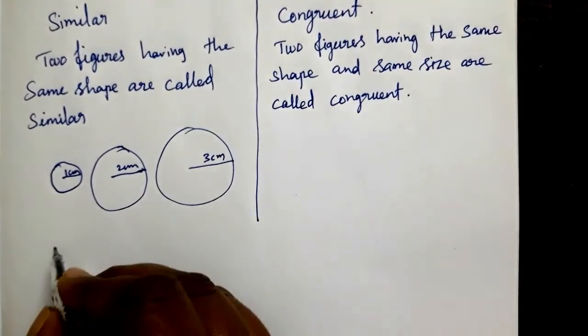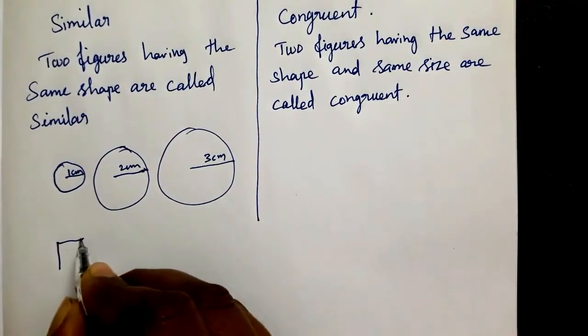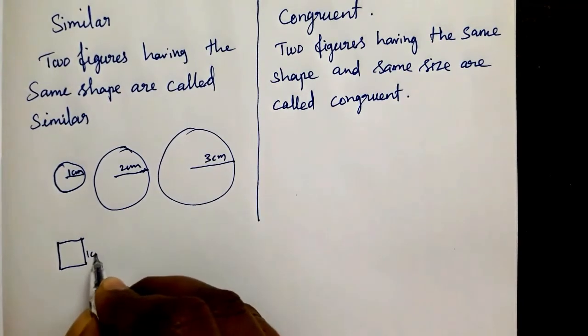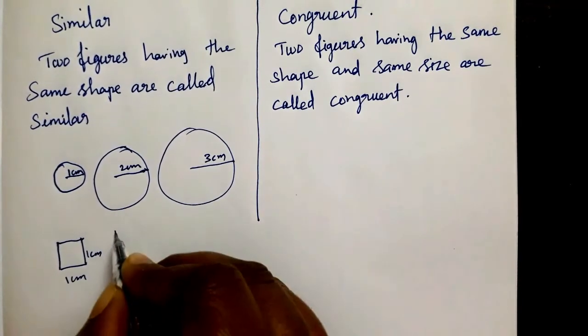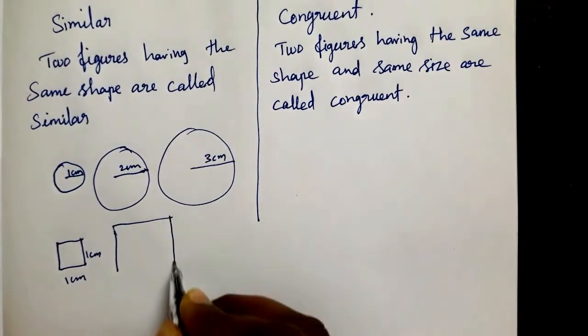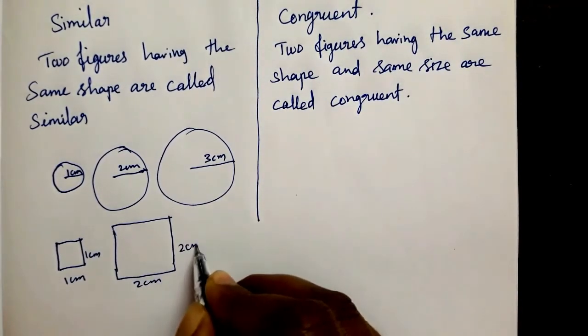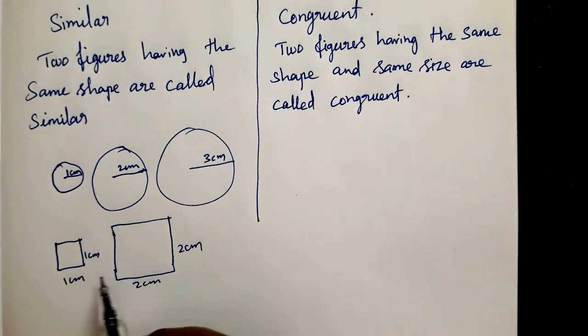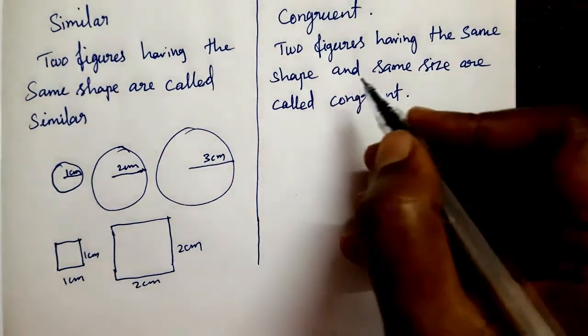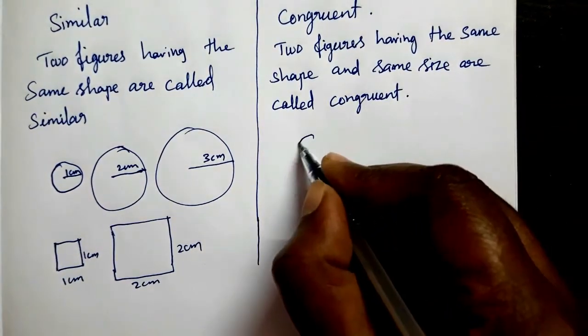And one more example, let us consider a unit square. Here all the four sides are 1 centimeter, and another square, all the four sides are 2 centimeter. Here the given two figures are same shape but different sizes. So it is called similar figures. Next, congruent figures.